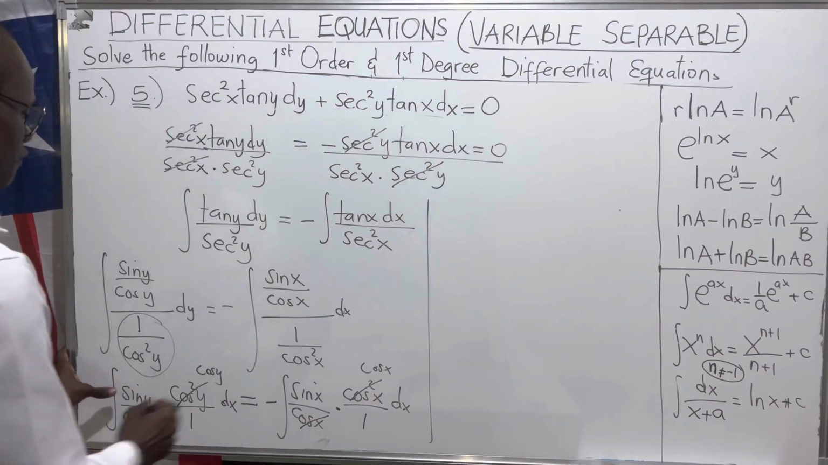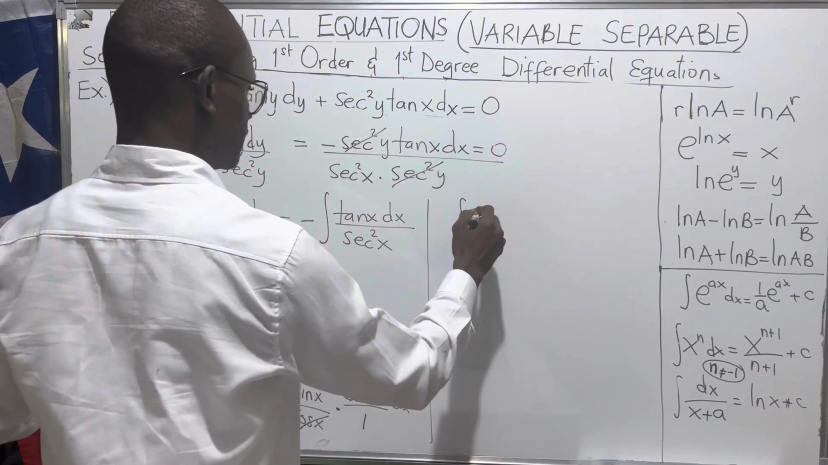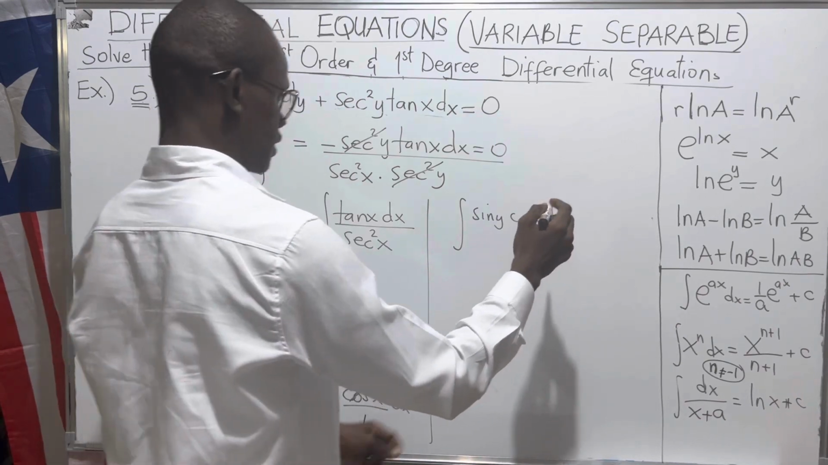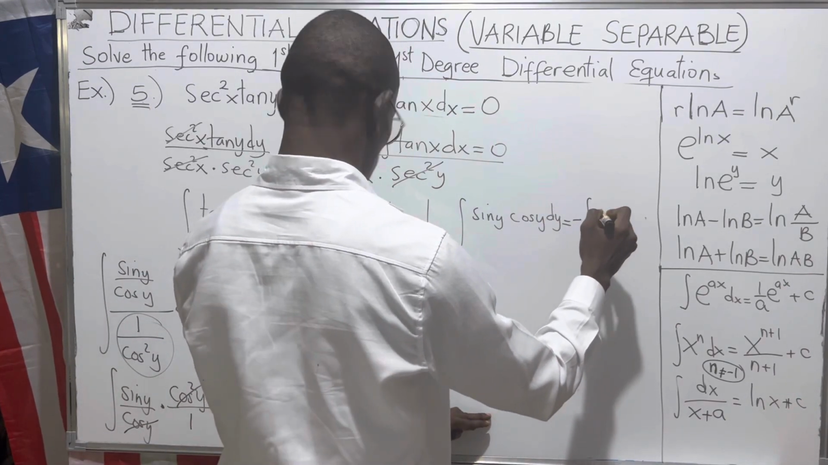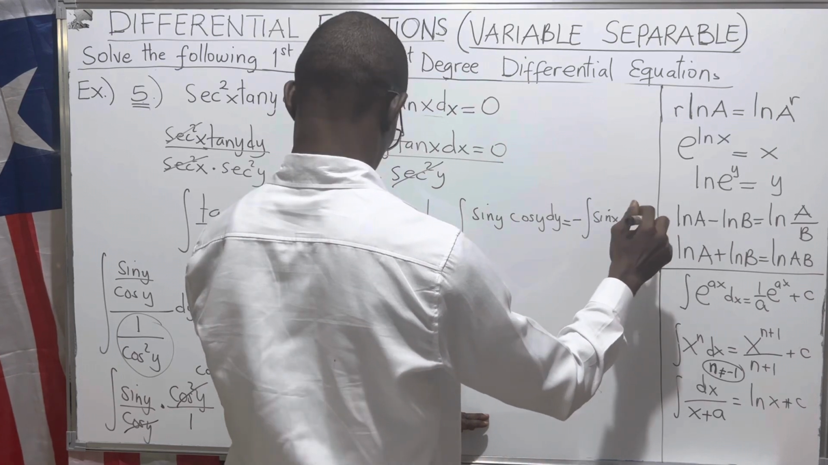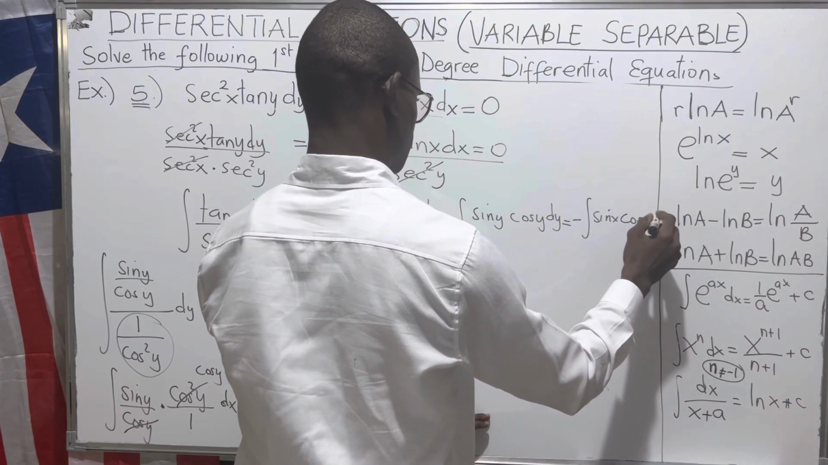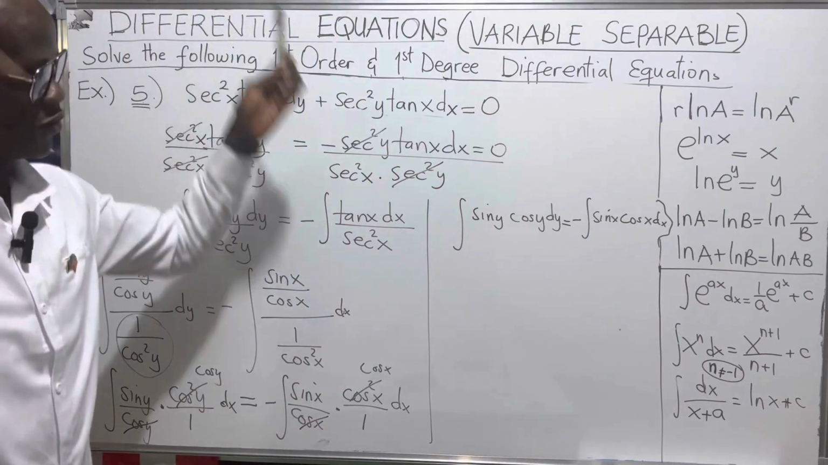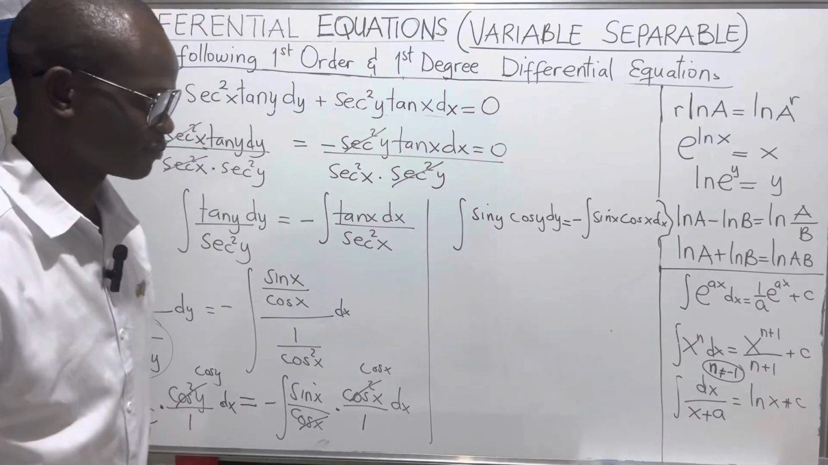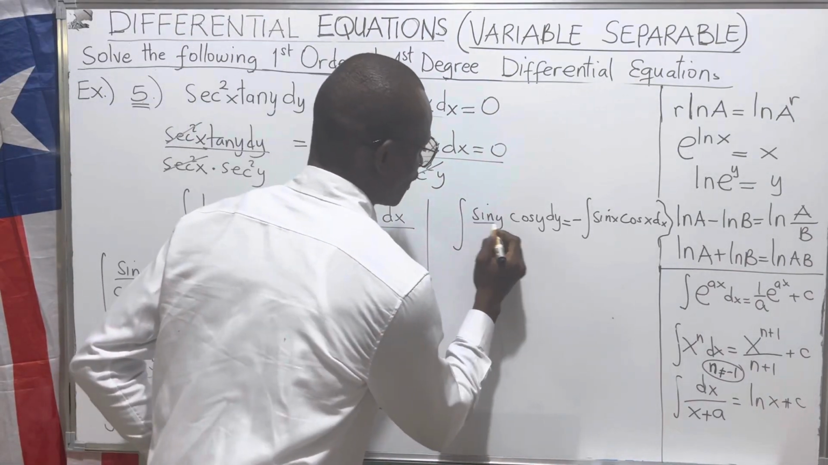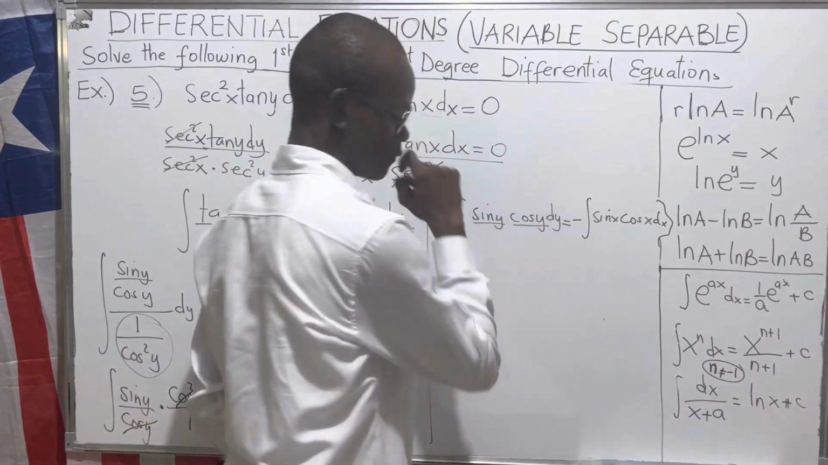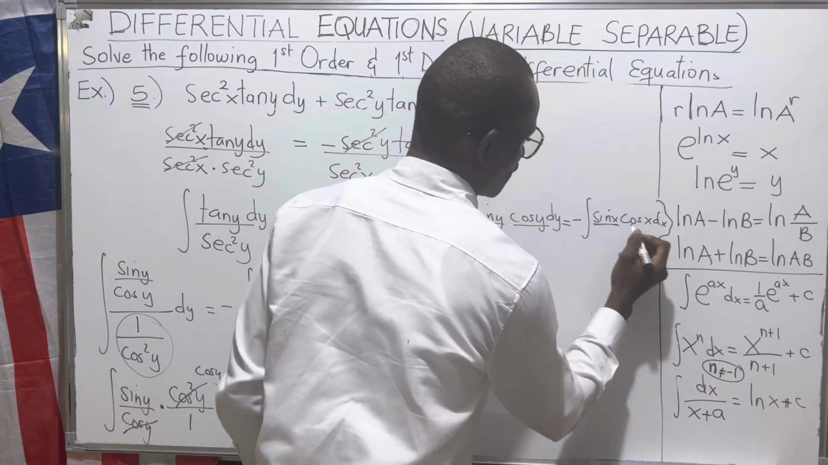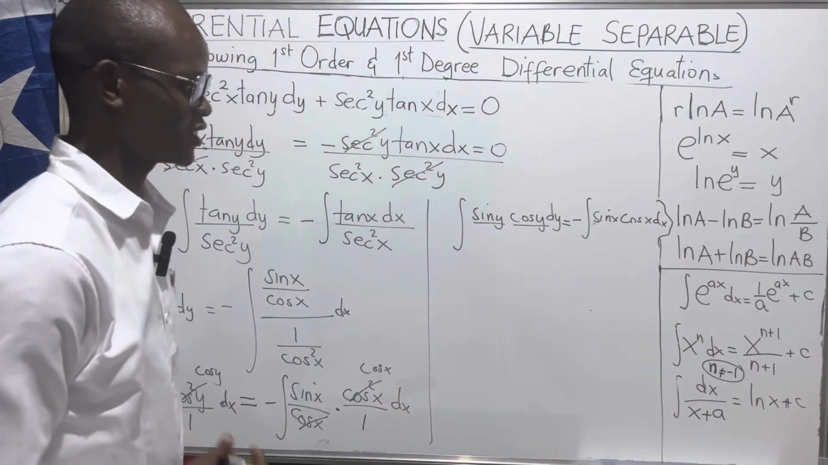So therefore, we have the integral of sine of y cos of y dy equals negative the integral of sine of x cos of x dx. Great. So we can bring in some identity. Or we can just say, let u be sine of y. If we differentiate sine of y, we get cos of y. We could say, let u be sine of x. We differentiate sine of x, we get cos of x. So it makes no difference.